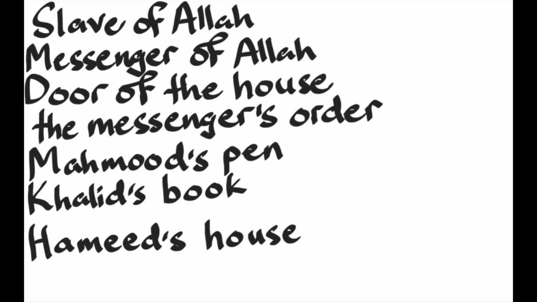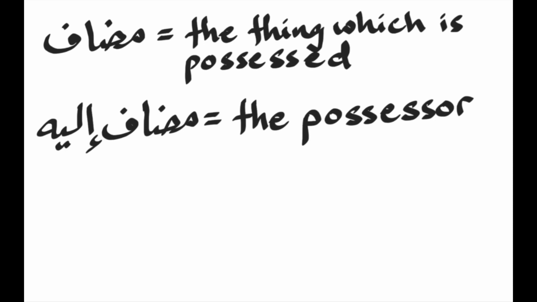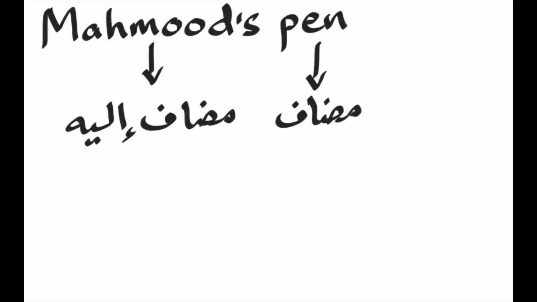In Arabic, the thing which is possessed is known as mudaf, and the possessor is known as mudaf ilayhi. For example, in the phrase Mahmud's pen, the pen is possessed and owned by Mahmud. So basically the pen is mudaf because it's the thing being possessed, and Mahmud is going to be mudaf ilayhi because he is the possessor. If you want to translate a sentence of this type into Arabic, you just need to take 4 simple steps.